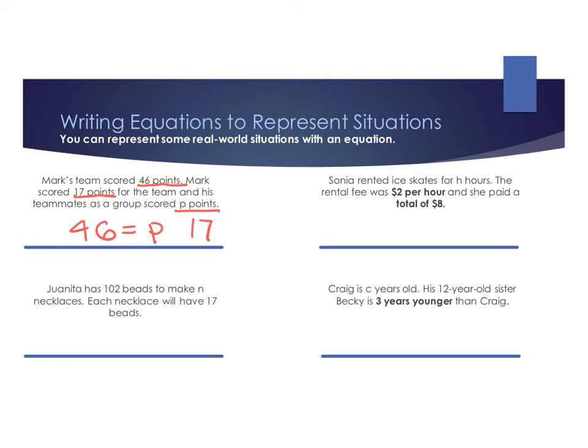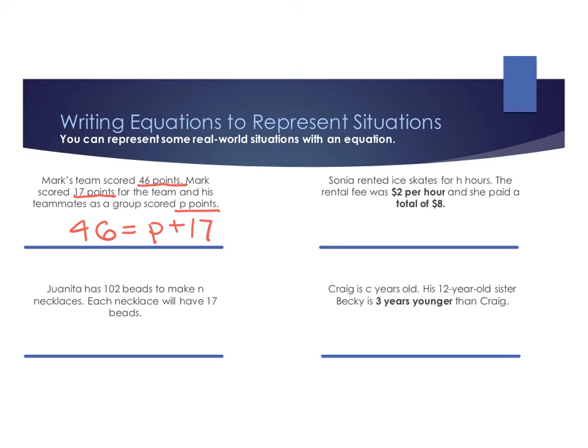And what's the amount of points that Mark scored? 17. So to make up 46, would I add, subtract, multiply, or divide those numbers together? Well, if you've been to a basketball game, you know that you just add up the score. So I'd add up Mark's points and his teammates' score, and that would equal in total 46. So a possible equation that I could write is 46 equals P plus 17.